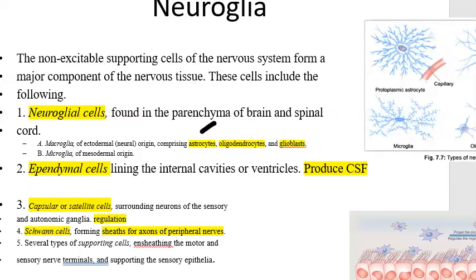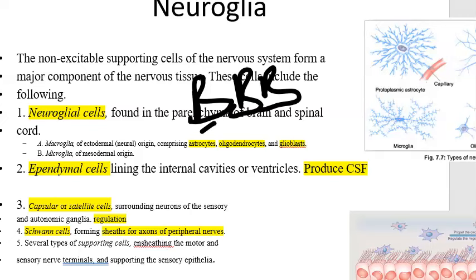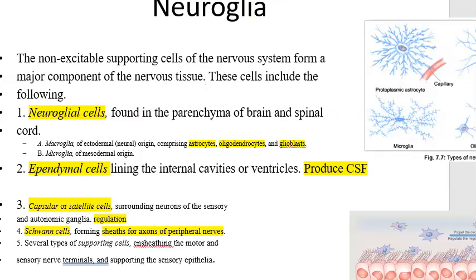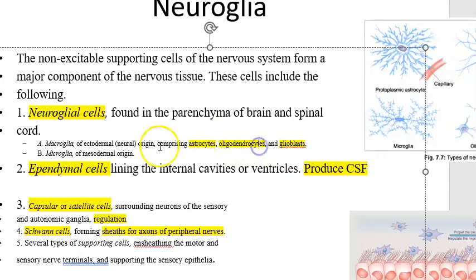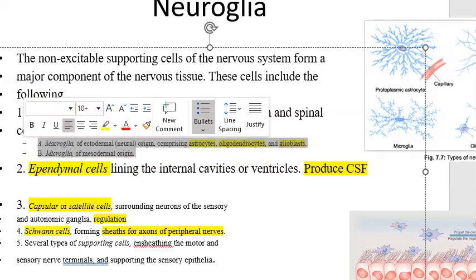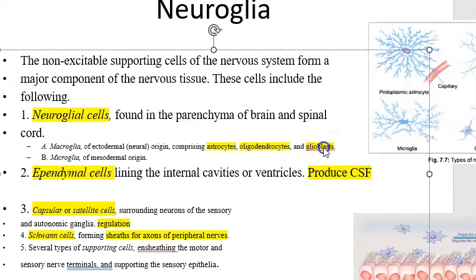Astrocytes will do what? Blood-brain barrier. Correct? They are star-shaped, with some processes radiating, covering the capillary. So they will act as the blood-brain barrier. Next, oligodendrocytes. The job of oligodendrocytes is to create the myelin sheath around the nerves in the central nervous system. Remember? Are you able to see this word, or is it too small for you? Oligodendrocytes. Then you have the glioblasts, which can differentiate and form other neuroglial cells.